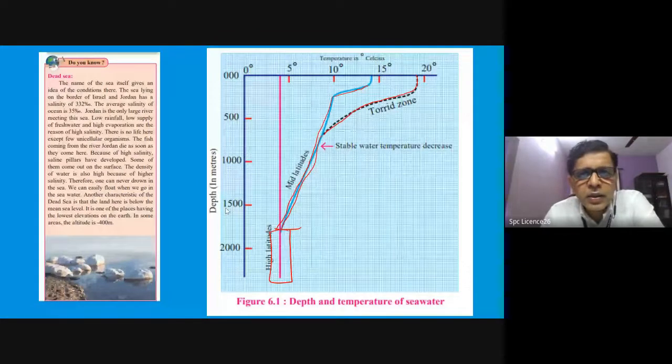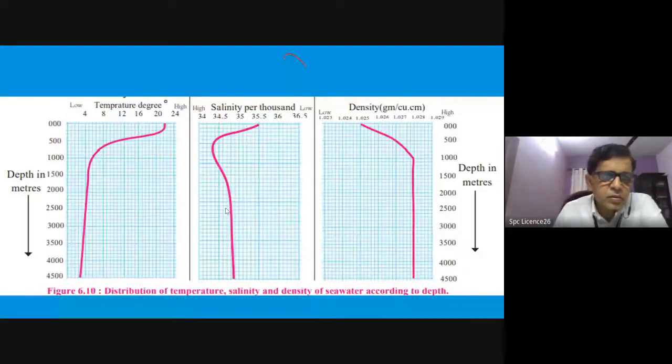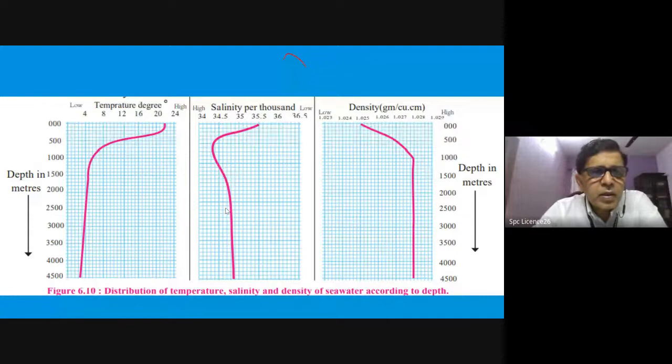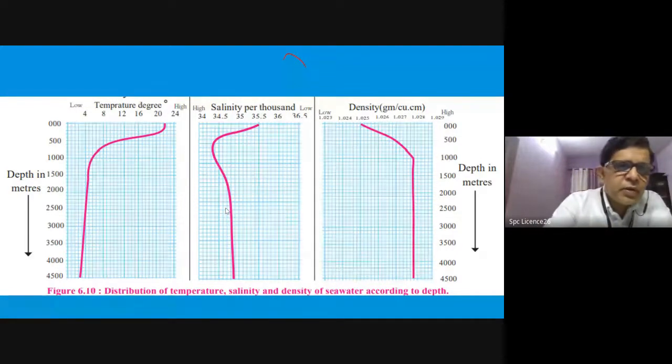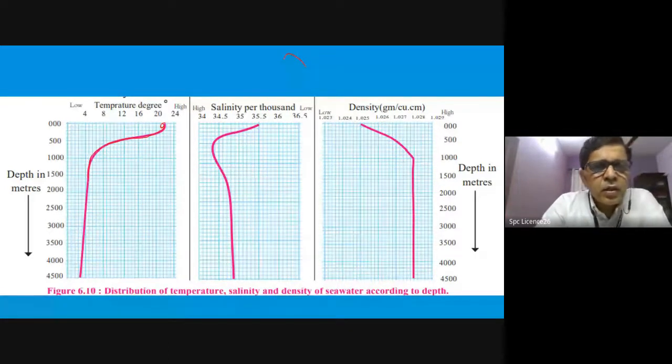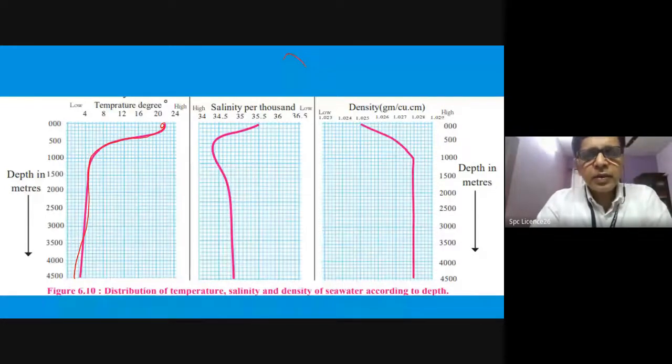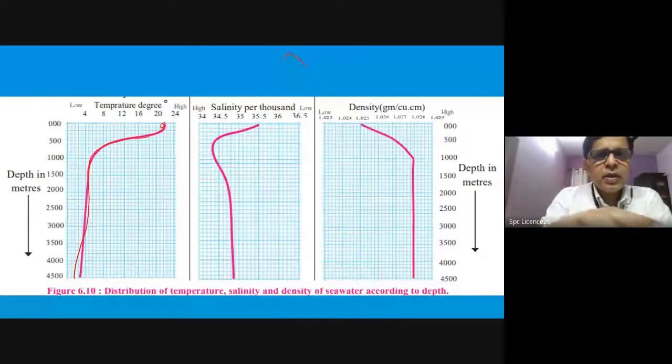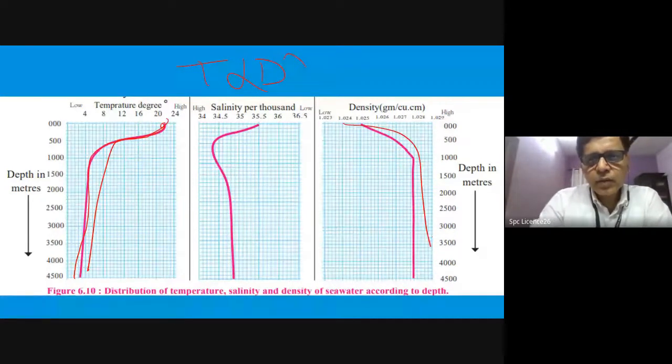The other chemical aspects: you'll see that as far as the depths in meters are concerned, from mean sea level to around 4,500, we have already seen that the temperature will drop from around 20 degrees gradually first and then very steep. And as far as temperature is concerned, it is inversely proportional to density. So while the temperature curve is this way, the density curve is this way.